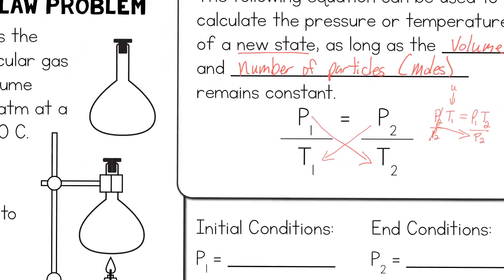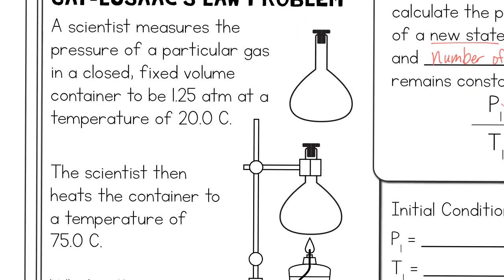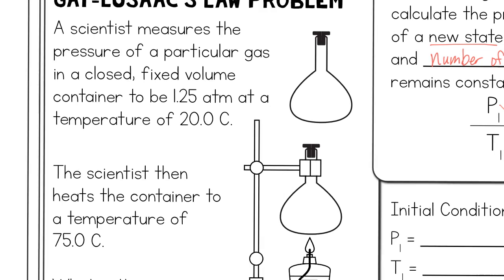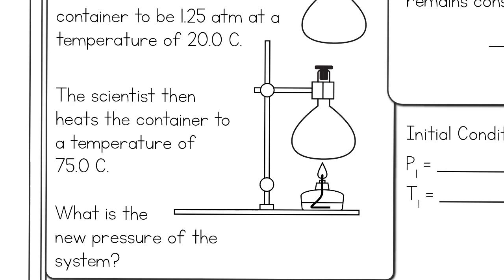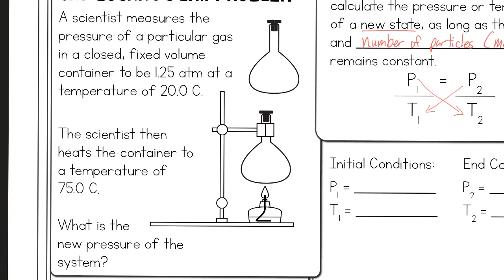So let's take a look at a question. A scientist measures the pressure of a particular gas in a closed fixed volume container, and the pressure is 1.25 atmospheres at a temperature of 20 degrees Celsius. The scientist then heats the container to a temperature of 75 degrees Celsius. What is the new pressure in the system?